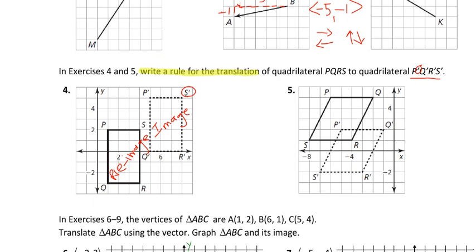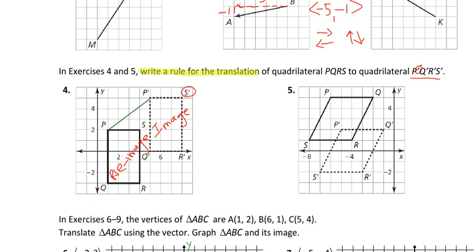And that's how you're going to be able to write the rule. So now we know which one is the original and which one is the image. So we know that the translation is going from this one to this one. So I'm going to connect a point and its image, and it could be any one. I'm going to connect P and P prime. So from P to P prime. Let me try one more time because this is not good.